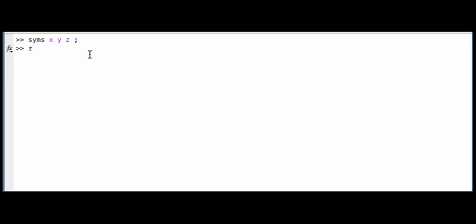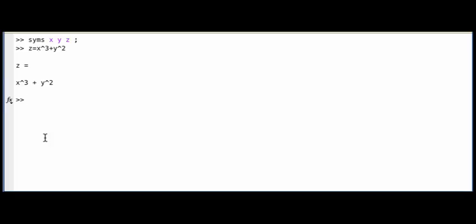So let's say that there's a relationship between z, x, and y. And so z is equal to x cubed plus, say, y squared. And so if we leave off the semicolon, we can see what MATLAB thinks we mean. And indeed, this is what we meant.